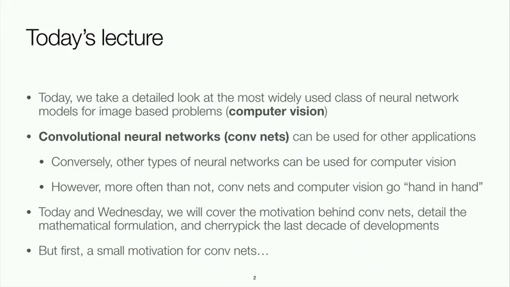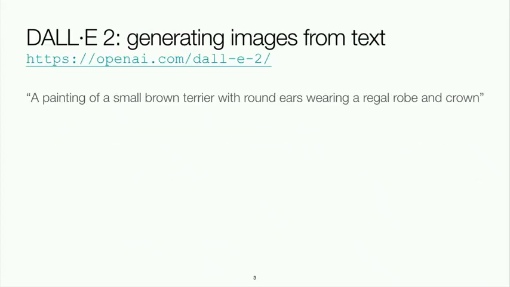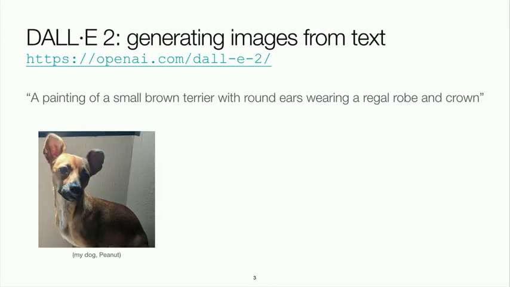Well, they gave me early access to it, so I was playing around with it, and the thing I really wanted to do was have DALL-E generate a picture of my dog, because I think that's the funniest thing we can do. So I gave it this sentence: a painting of a small brown terrier, that's my dog, with round ears. I wanted a painting of my dog that was regal, so it would look very kingly. So this is my dog, Peanut.